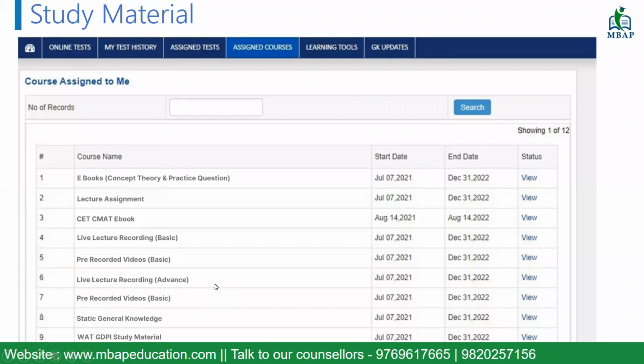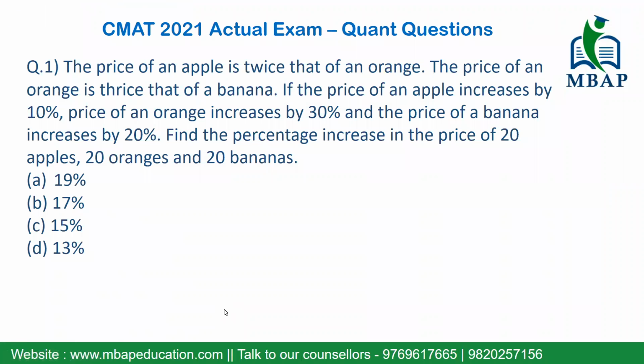On this note, let's quickly look into the kind of questions which have come up in the CMAT exam on the topic of percentages. Let's have a look at the first question. Read it well and you will be able to get the answer in less than 10 seconds. The first question says, the price of an apple is twice that of an orange. The price of an orange is twice that of a banana. If the price of an apple is increased by 10%, the price of orange is increased by 30%, and the price of banana is increased by 20%, find the percentage increase in the price of 20 apples, 20 oranges, and 20 bananas.